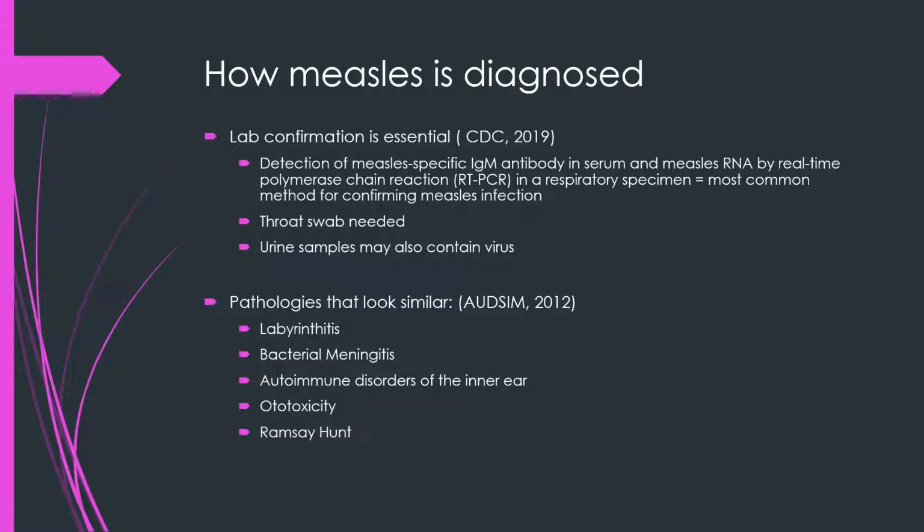So we are talking about differential diagnosis. Some pathologies that look similar in presentation to some of the presentations of measles include labyrinthitis, bacterial meningitis, autoimmune disorders of the inner ear, ototoxicity, and Ramsay-Hunt. So again, that is why lab confirmation is essential, just to differentiate the presentations from the rest of the pathologies.